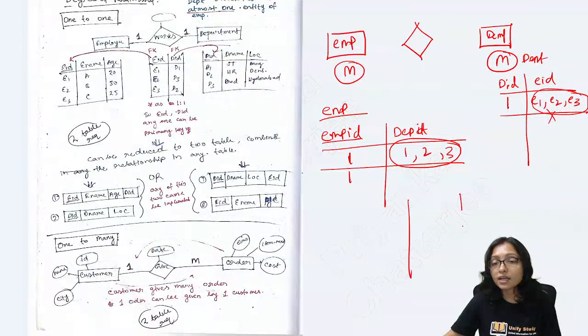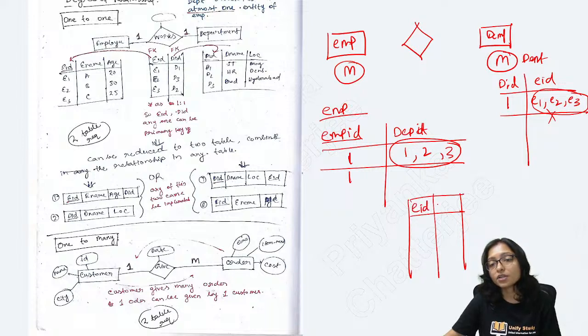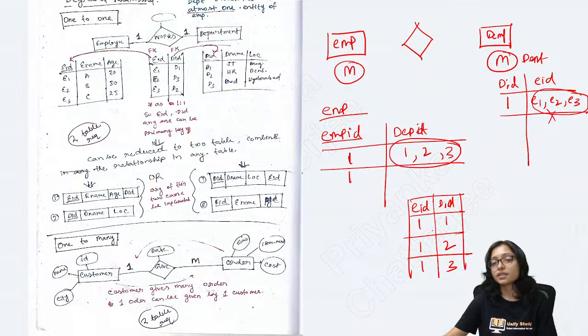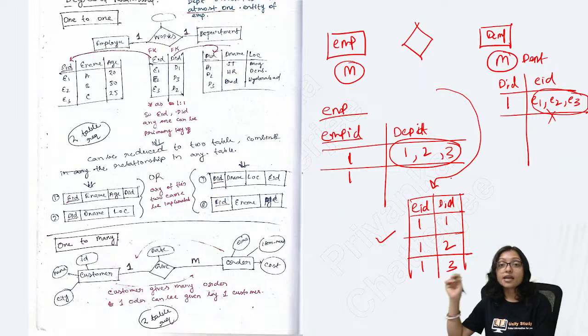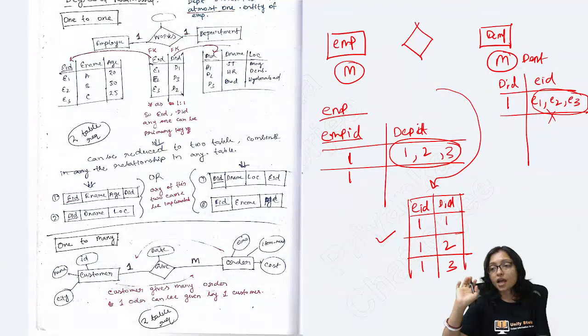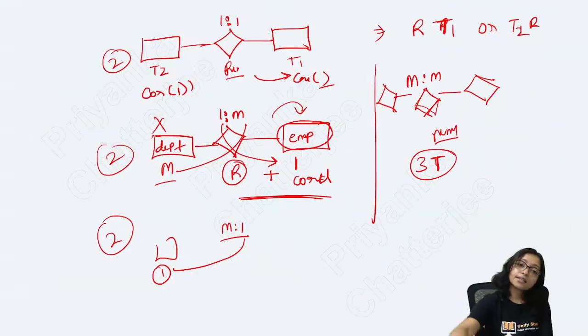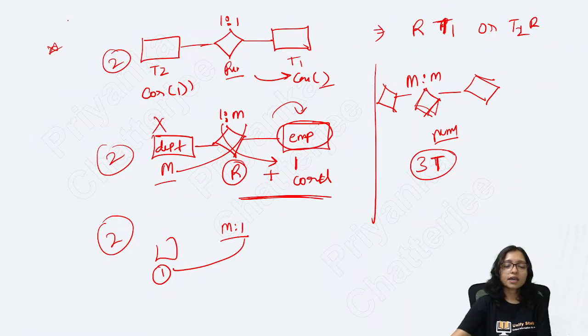So that's why I have to create a separate table where I will store EID and DID. Employee 1 in department 1, employee 1 in department 2, employee 1 in department 3. This way I can create it. That's why the extra table is required. Otherwise you cannot do it. Is that clear? This is the main concept of the ER diagram.